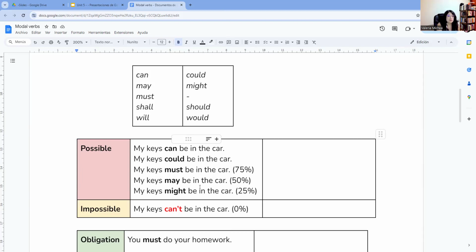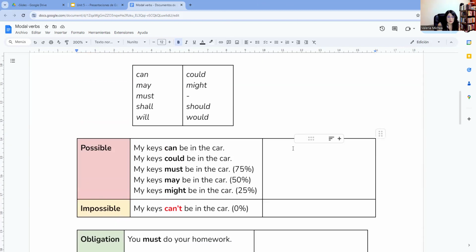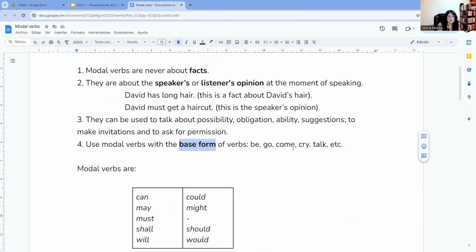It sounds a little tricky, but it's not, I promise. It's something that we can handle with practice. The more we practice, the easier it becomes. All right, so do we have questions or comments here? Anything to say about modal verbs?